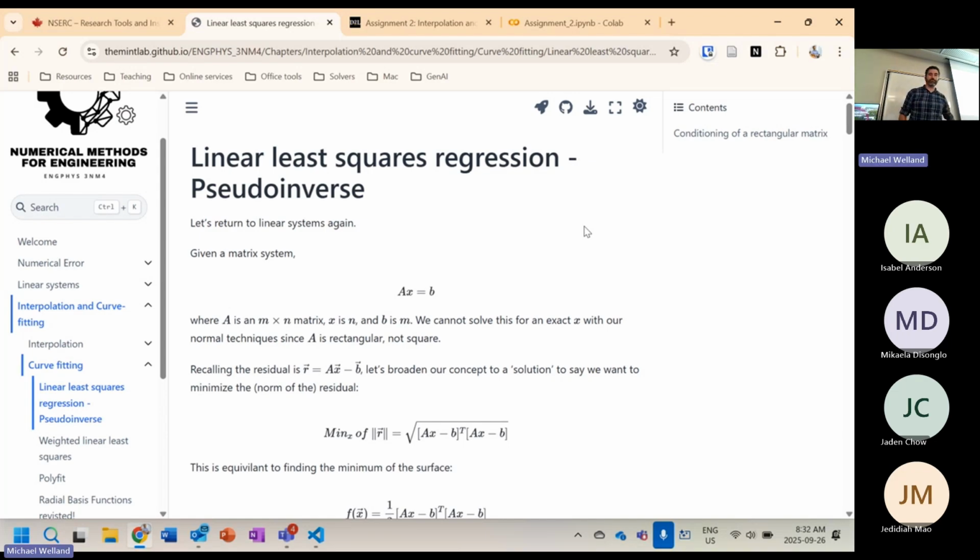Okay. So today we're talking about something really cool called the pseudo-inverse. It's going to broaden our abilities to adapt all these interpolation techniques to curve fitting techniques. The way it works is, say that you have a linear system, AX is equal to B, but now you're no longer requiring A to be a square matrix. Now it can be rectangular. In general, it's considered M by N.